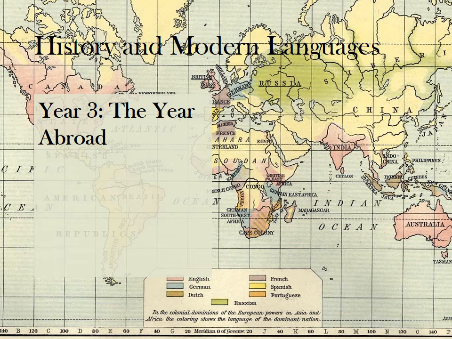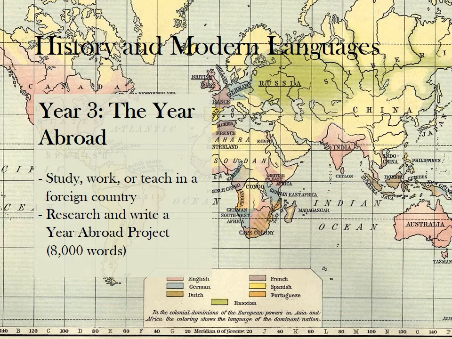Year 3, as I already said, is the year abroad. You can study, work, or teach, as I said, in a foreign country. Again, this would not necessarily have to be a European country like Germany, France, or Spain. A lot of our HML students this year have gone to Latin America. 1 has gone to Canada, 2 have gone to Africa, obviously where French or Portuguese or Spanish is spoken. While you're on your year abroad, you research and write a so-called YAP or Year Abroad project. It's a long dissertation of 8,000 words.